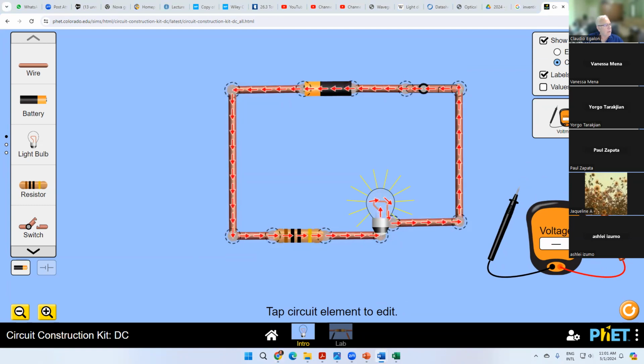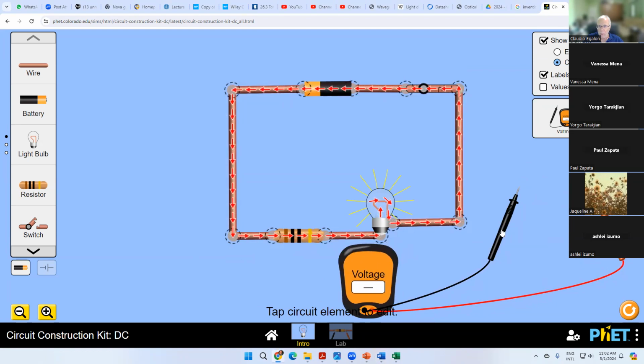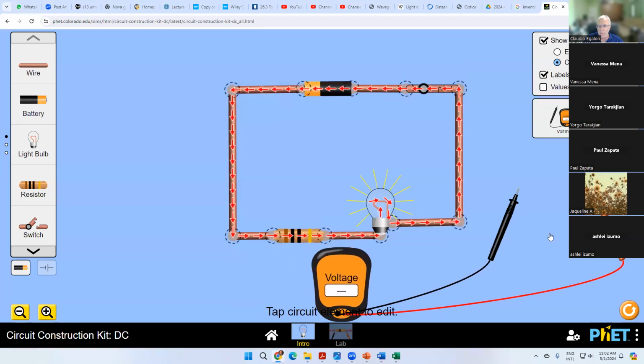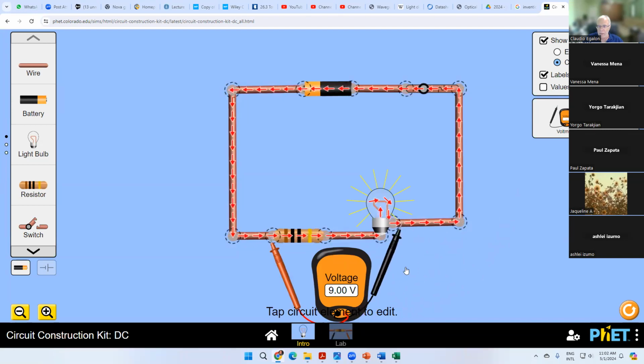Connect the DMM between the closer end of the resistor and the far end of the light bulb. Here you go. Closer end of the resistor, far end of the light bulb, it can be either here or here. Since this battery is set to 9 volts, the voltmeter is reading 9 volts as well. I'm going to set the power supply to 10 volts, just like we did for the previous experiments.